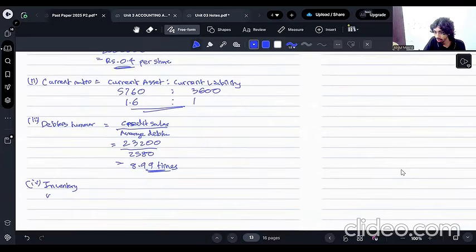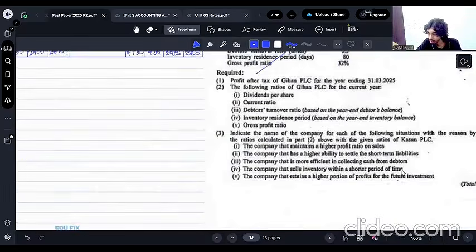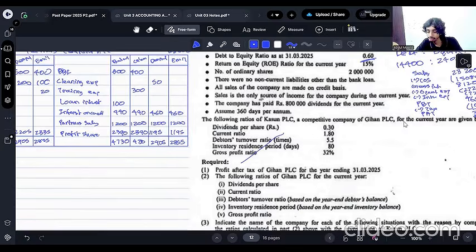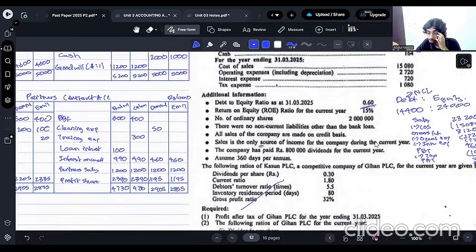Inventory residence period equals average inventory, so average stock divided by cost of sale, multiplied by 360. Now here they are not telling us to take average stock, just the year-end inventory balance. Remember, whenever the opening stock is zero, and when they ask for this inventory turnover or inventory residence period, you're going to take the closing balance, not the average.